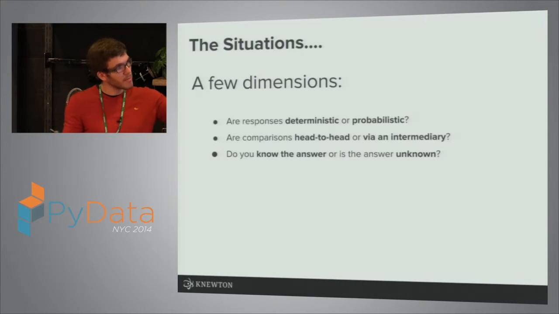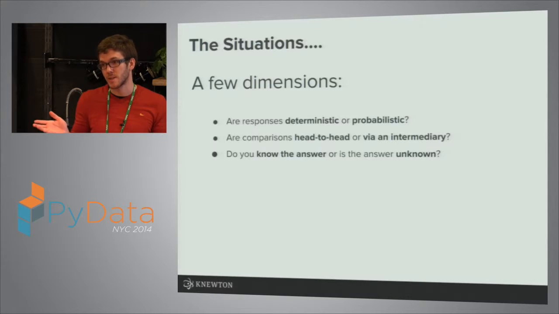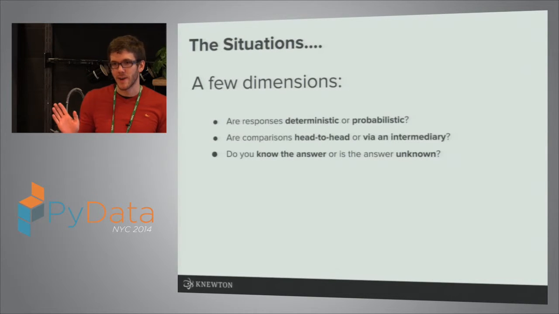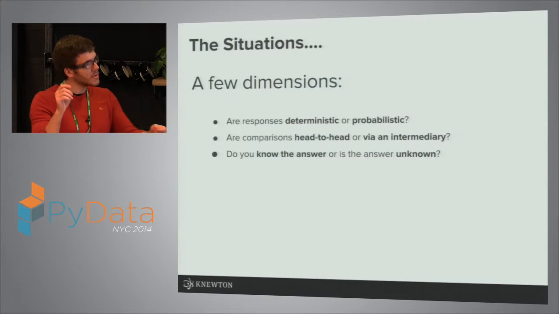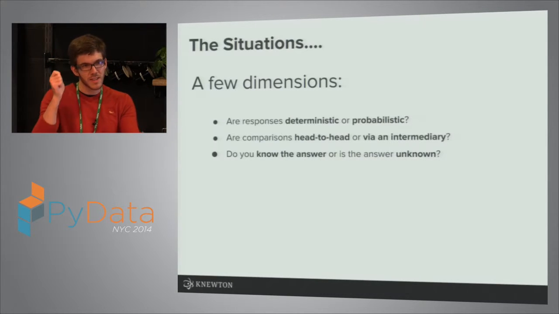Whereas, on the other hand, a probabilistic response might be something like it's raining outside when Michigan and Ohio State are playing, and so Michigan just happens to lose, right? That's a weird thing that should never happen, but the rain just sort of brought it on. Those are probabilistic things. You don't necessarily know what the outcome's going to be ahead of time.